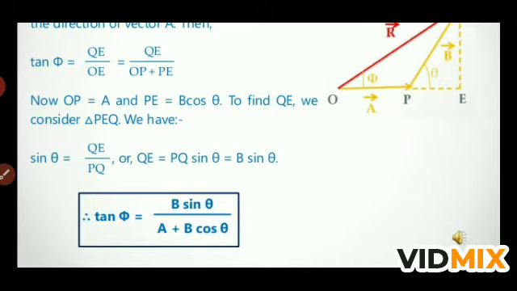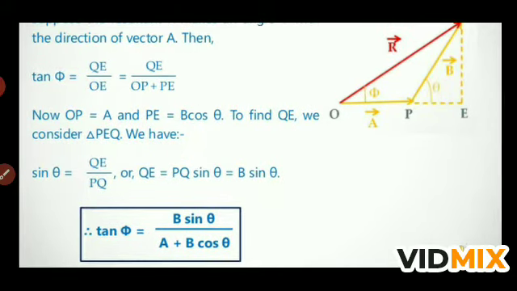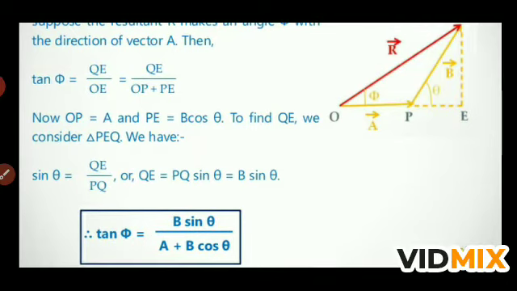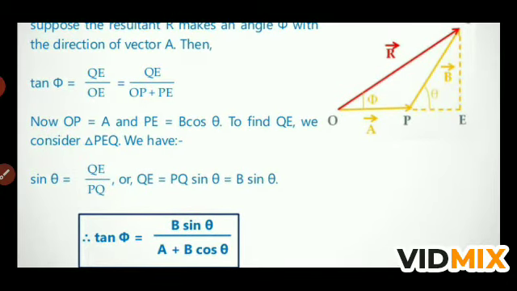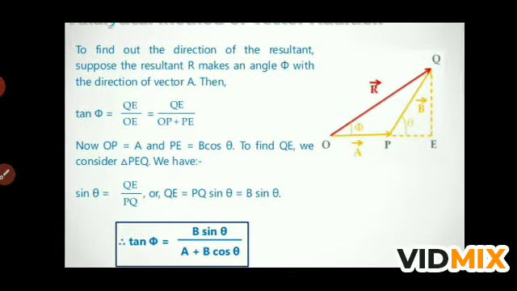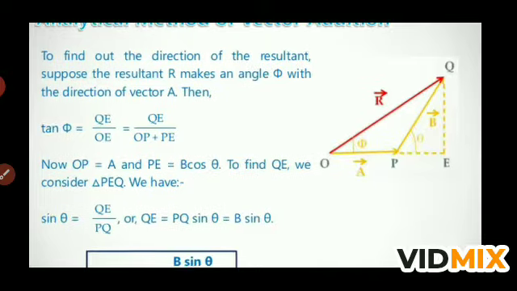tan phi is equal to QE upon OP plus PE. In place of QE we can write B sin theta, in place of OP we can write A, and in place of PE we can write B cos theta. So this is the direction of the resultant: tan phi is equal to B sin theta upon A plus B cos theta. It is very important to find both the direction and the magnitude of the addition of two vectors. So this is called the analytical method of addition of two vectors by triangle law.